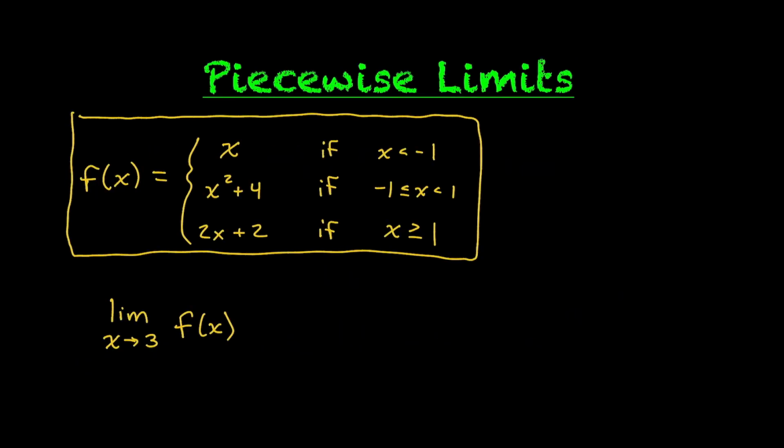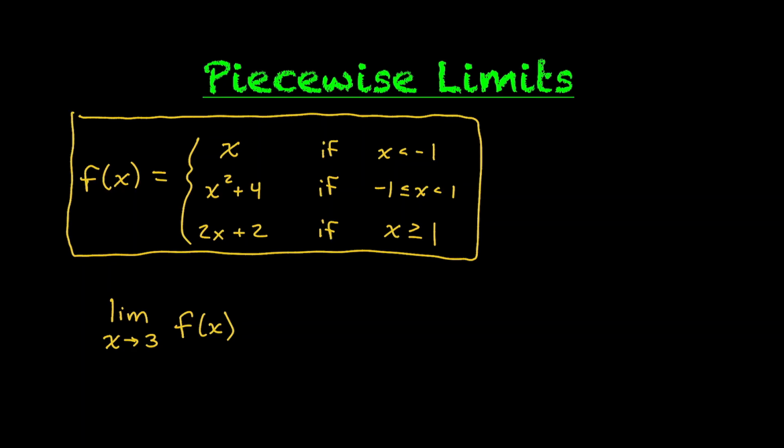So now let's take a look at a piecewise function. Here I have a piecewise function. It's equal to x if x is less than 1. It's equal to x squared plus 4 if x is greater than negative 1 but less than positive 1. And it's equal to 2x plus 2 if x is greater than or equal to 1.